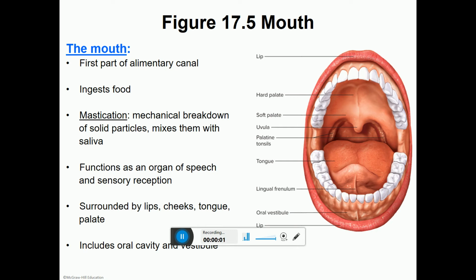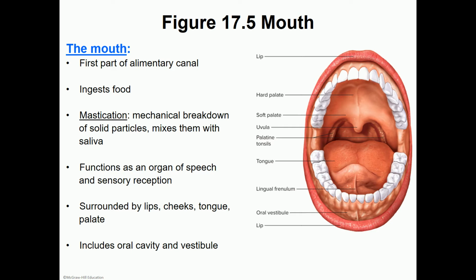So let's start off by talking about the oral cavity and the contents in there. First off, the mouth, that's the first part of the alimentary canal. It is there for several reasons. We use it to eat or ingest food. It also helps in mastication or chewing, which is the mechanical breakdown of the solid food that we eat. It is also important to mix that food with saliva.